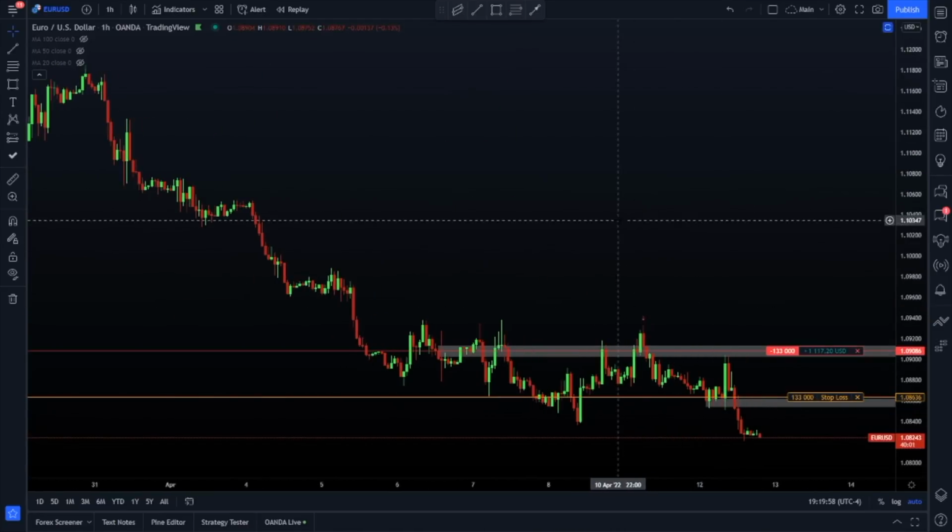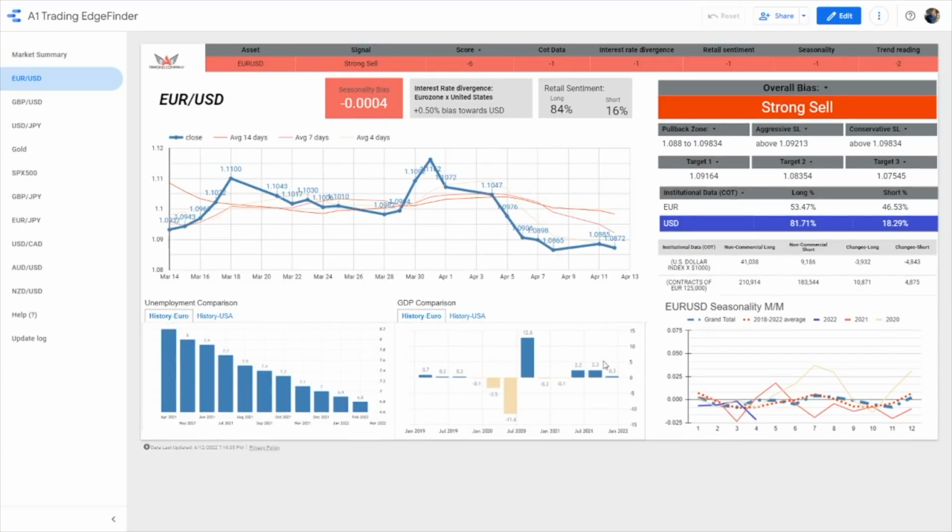Now, the next thing I wanted to point out is that we still have some sell trend here. So this is the EdgeFinder that we talked about earlier. So in this trade, I still have a very, very strong sentiment towards the sell side. If we look at everything here, again, still a strong sell signal. COT data favors the US dollar. So everything here has not changed.